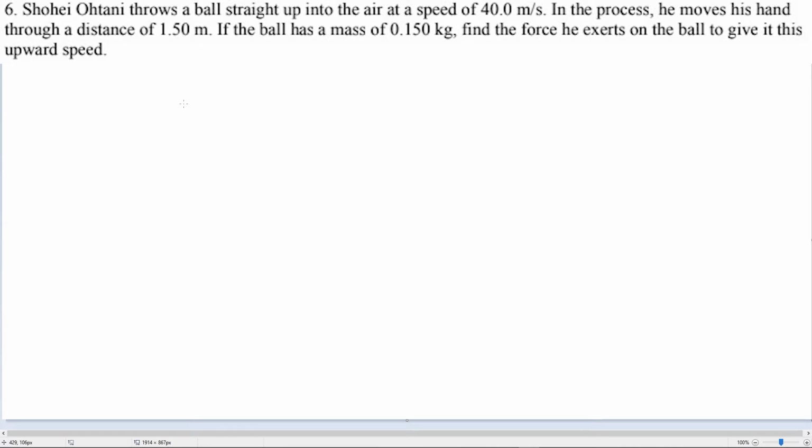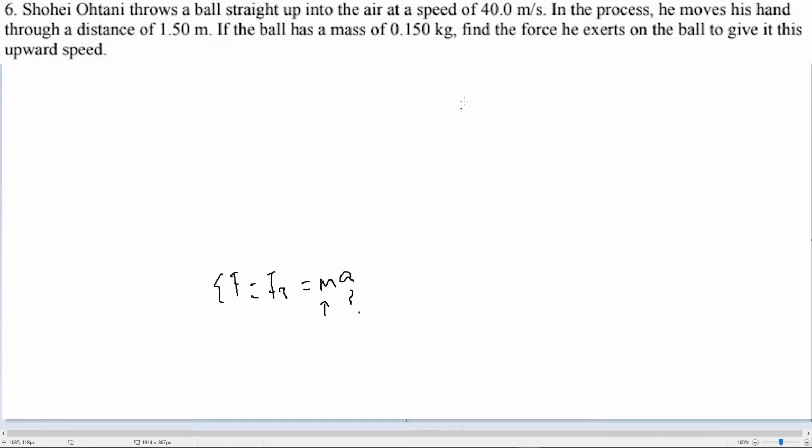Question 6. Shohei Ohtani throws a ball straight into the air at a speed of 40 meters per second. In the process, he moves his hand through a distance of 1.5 meters. If the ball has a mass of 1.5 kilograms, find the force he exerts on the ball to give it this upward speed. So, we can set this up as a force equation. Sum of forces is equal to force applied, which is Shohei Ohtani throwing the ball, is equal to mass times acceleration. We have a mass, but we don't have acceleration.